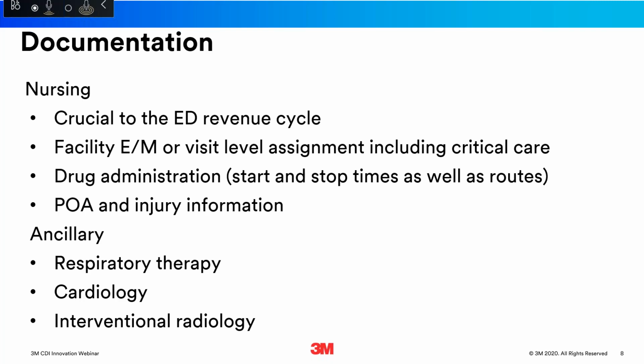And then you also have your ancillary documentation, which, as I mentioned before, could be respiratory therapy. They may insert an ET tube, or cardiology may come in and perform a cardioversion. Interventional radiology will do a jejunostomy tube replacement. So other areas can also be documenting in your record.